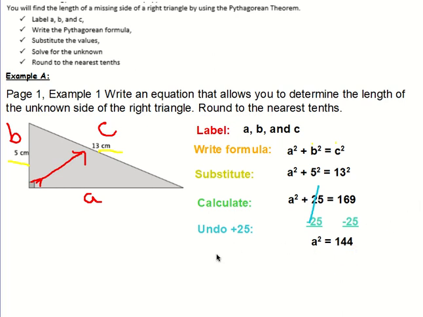Next step, we have to take the square root of both sides. So we're going to take the square root of a squared and the square root of 144. The square root of 144 is 12. So therefore for this problem, our answer is a is equal to 12. So our missing leg length was 12.